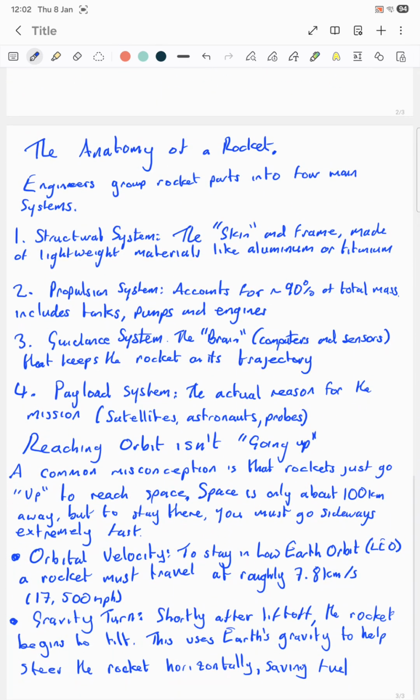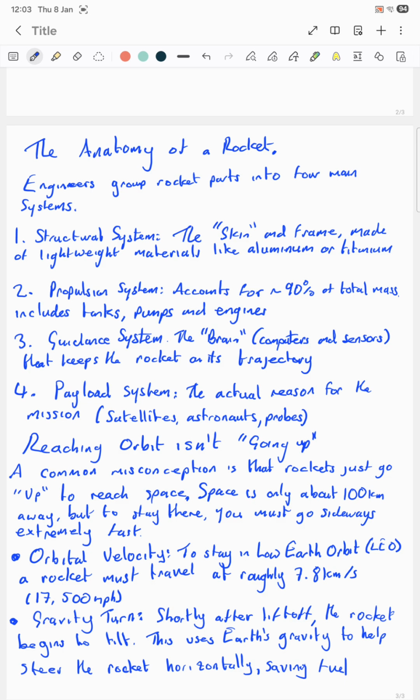The anatomy of a rocket. Engineers group rocket parts into four main systems. Number one, structural systems, the skin and the frame made of lightweight materials like aluminium or titanium. And number two, propulsion system, accounts for approximately 90% of total mass, includes tanks, pumps and engines.